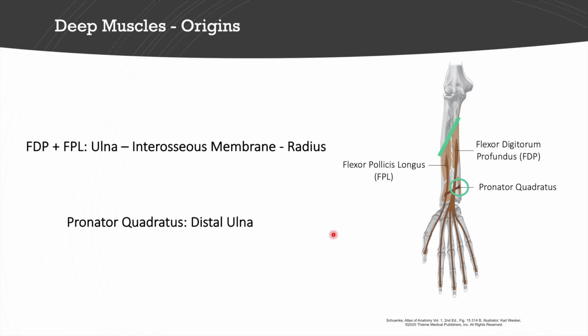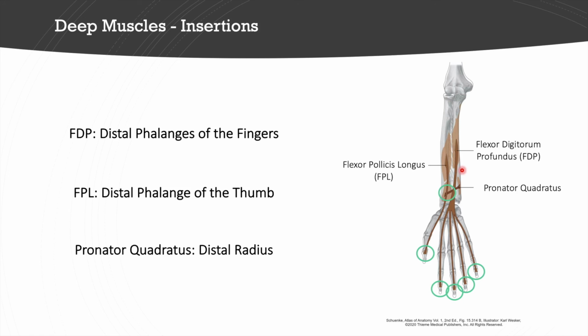This is Hilary again, and I will now be talking about the deep muscles of the anterior forearm. Firstly, we have flexor digitorum profundus, flexor pollicis longus, and pronator quadratus. Flexor digitorum profundus and flexor pollicis longus originate on the ulna, interosseous membrane, and radius, forming a diagonal line of attachment. Pronator quadratus originates on the distal ulna. Flexor digitorum profundus inserts on the distal phalanges of the fingers. Flexor pollicis longus inserts on the distal phalange of the thumb, and pronator quadratus inserts on the distal radius.